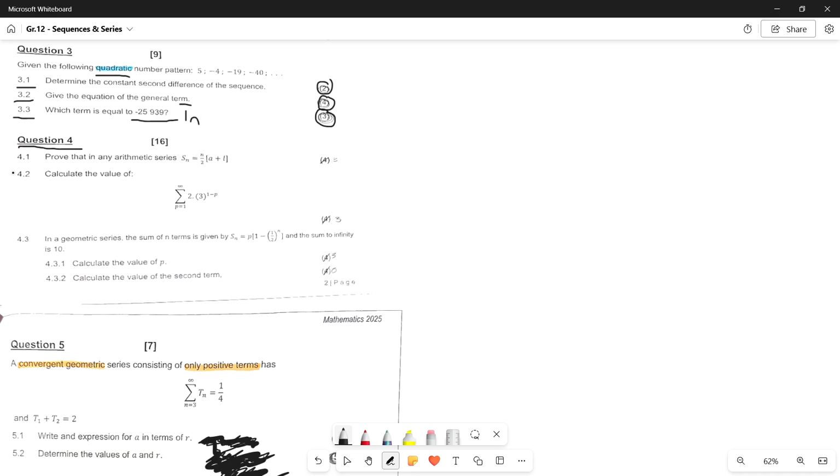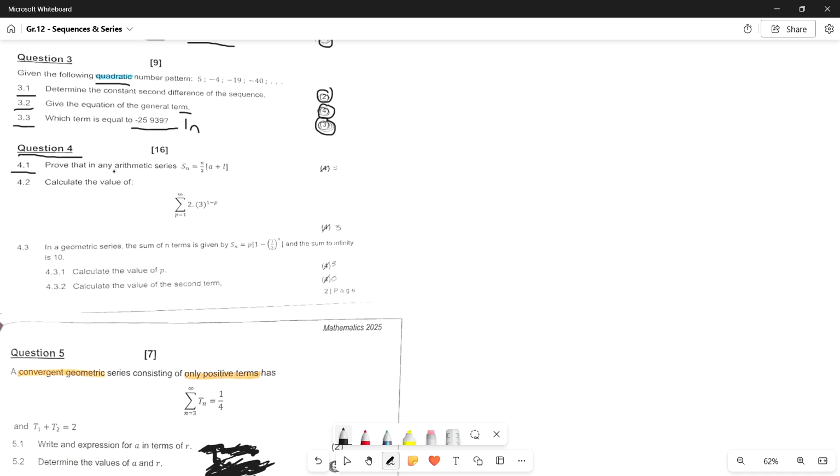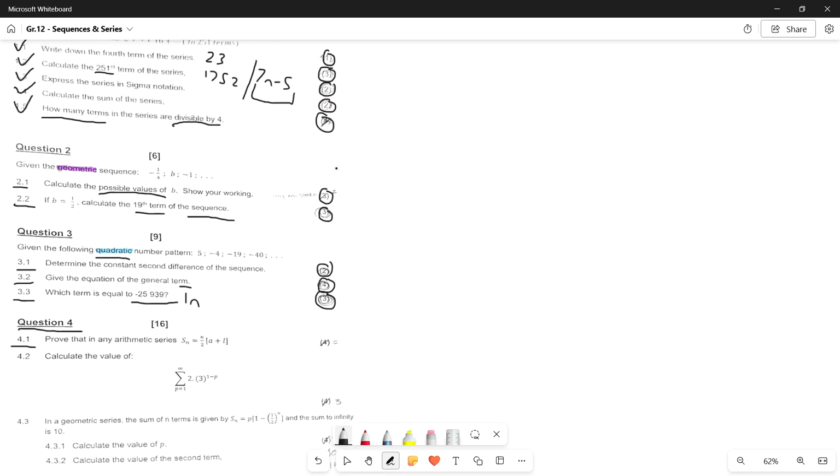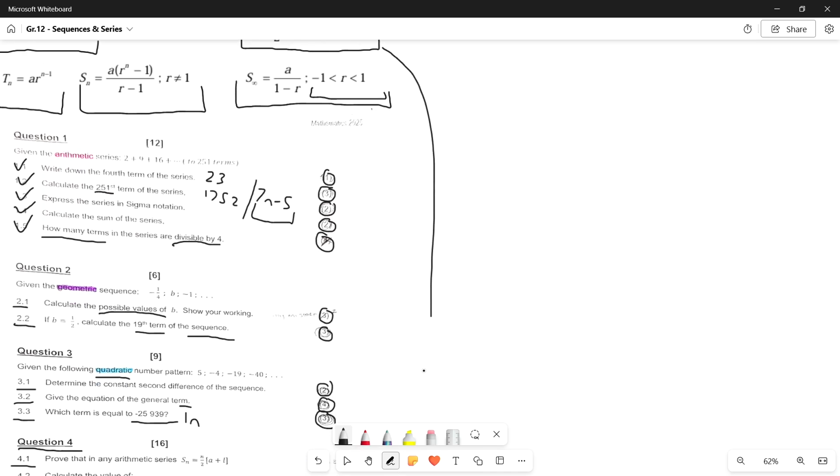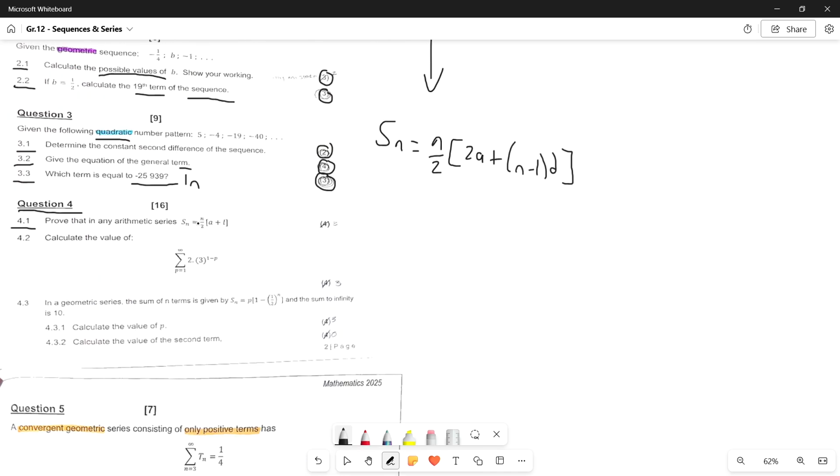And then question 4 over here, 4.1, they're saying prove that in any arithmetic series, Sn equals n over 2 in brackets multiplying a plus l, close brackets. This is a 4-mark question for the proof of this. So we're going to rewrite this over here. This is a slightly different form.